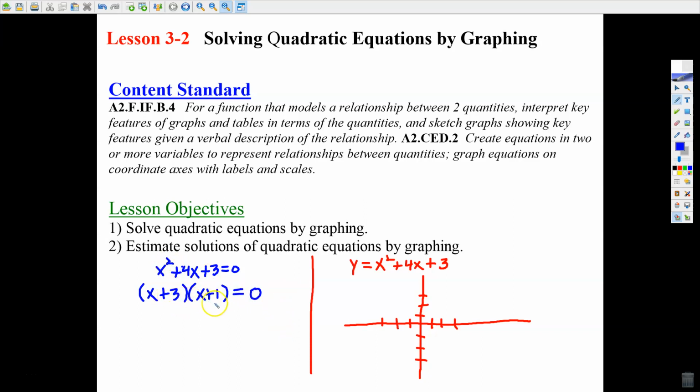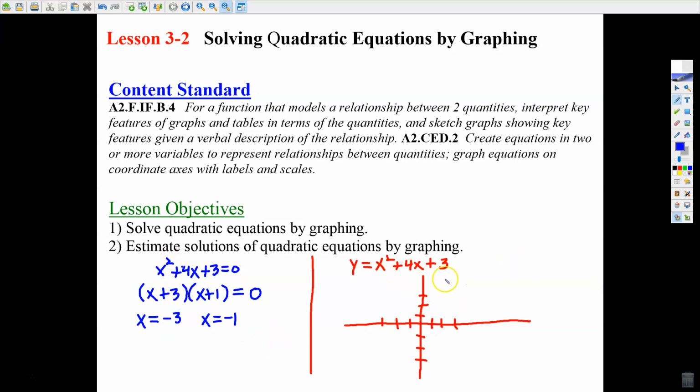And the factoring then leads us to the 2 solutions. There are 2 numbers that we could plug in for x to make this equation equal 0, aka the solution. And one of those numbers would be -3. And the other one would be -1. So our 2 solutions to this quadratic equation are -3 and -1.